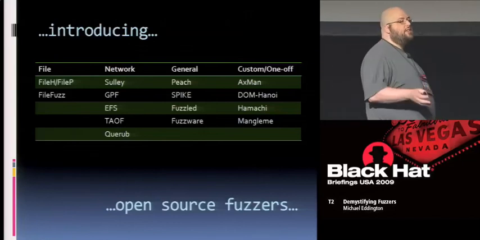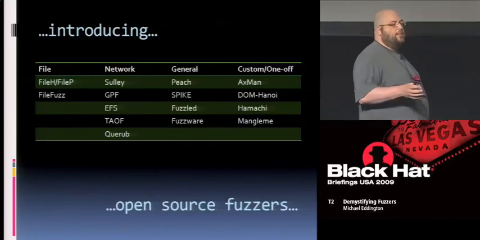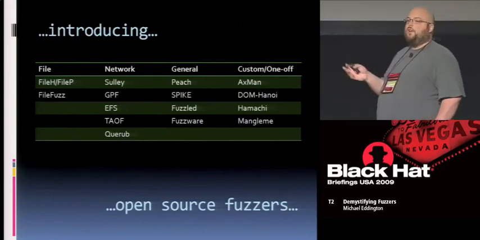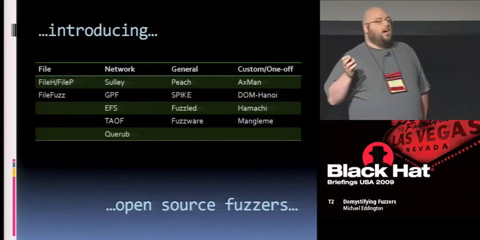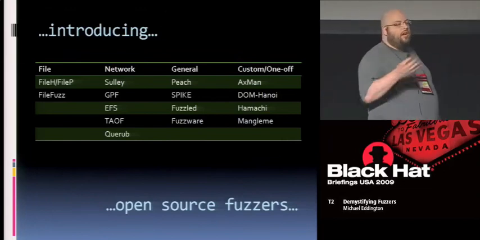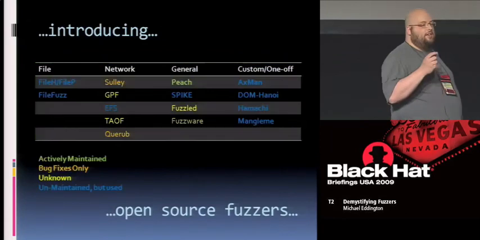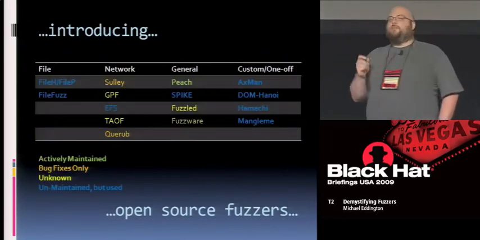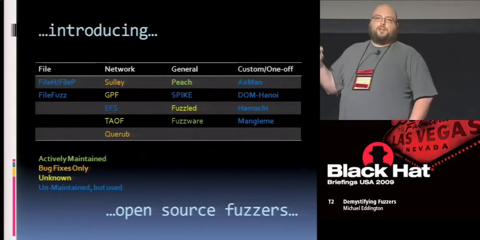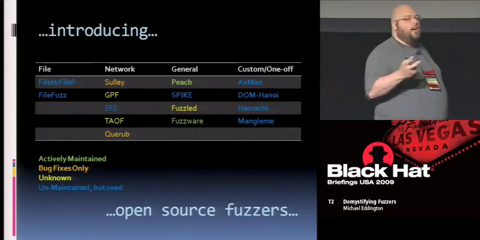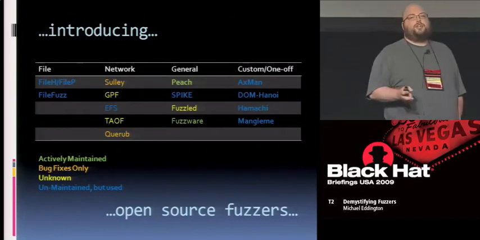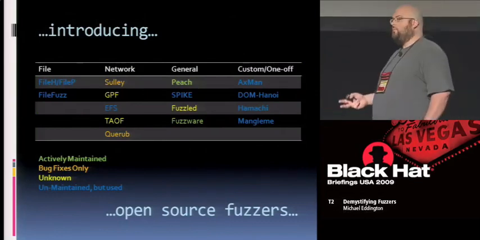So here's a brief little list of some of the fuzzers that are out there, and I split them up by the type of fuzzer. And you can see there's some names you probably know in there, like GPF, EFS, the Art of Fuzzing fuzzer. There's Peach, there's Spike. And you might wonder, well, of these, which ones are still maintained? It turns out not too many of them are still maintained. In fact, I can really only classify 2 of these open source fuzzers as actively maintained. And by actively maintained, I mean the developer is actively releasing new features for the fuzzer currently.